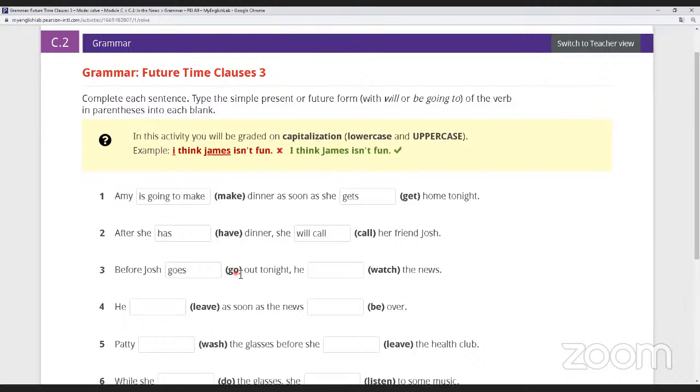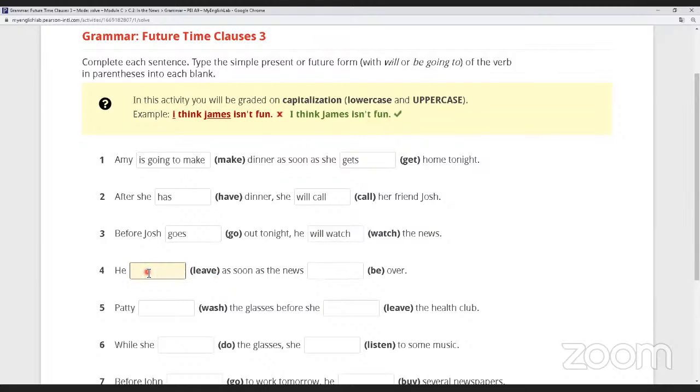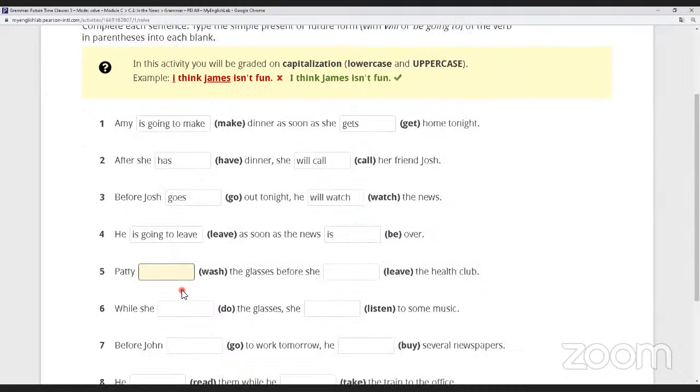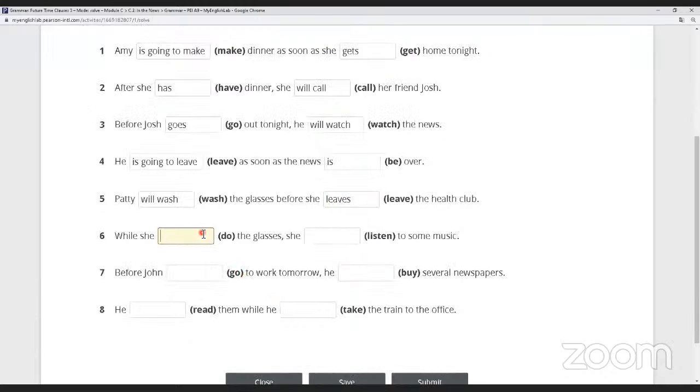Okay. Before Josh goes out tonight, he will watch. She will watch. Yeah, she will watch the news. Okay. He's going to leave as soon as the news is over. Okay, Patty will wash the glasses before she leaves the health club. Okay, while she does the glasses, she will listen to some music.